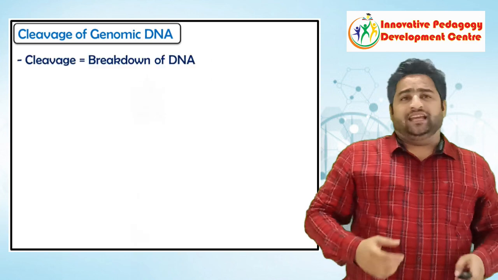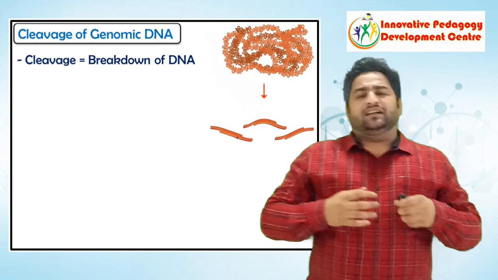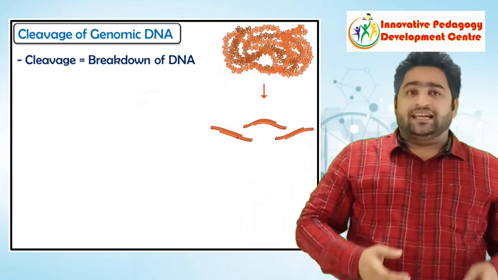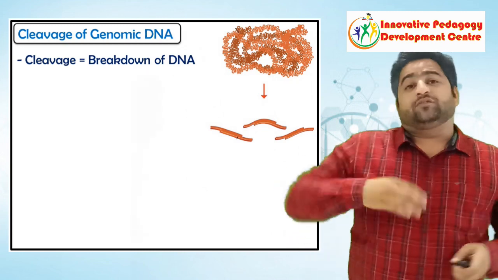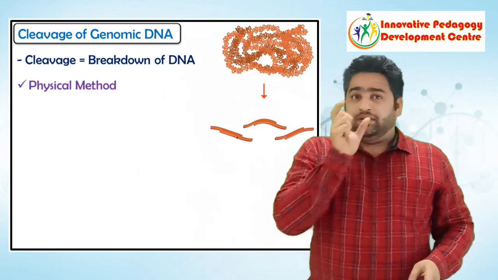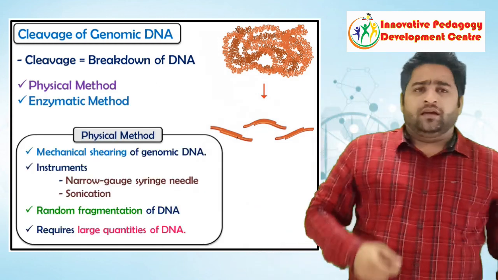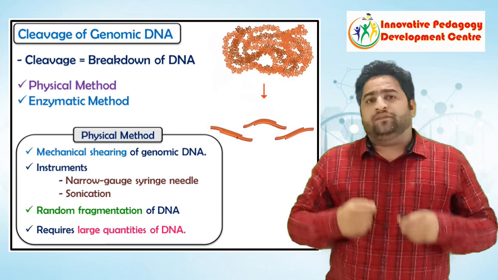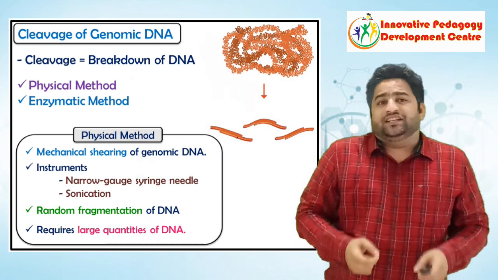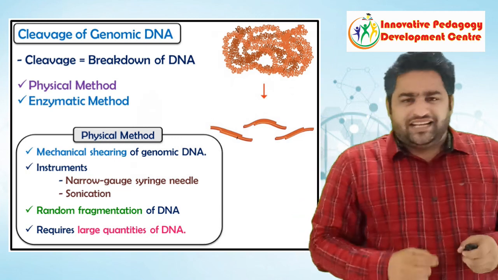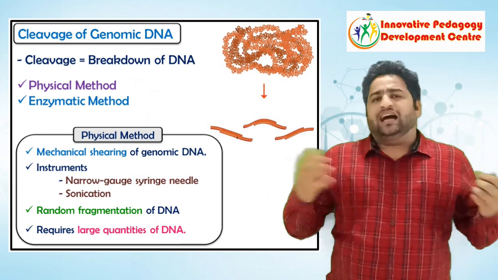Then cleavage of genomic DNA. Cleavage means a breakdown of DNA. As the DNA fragment is of huge size, it has to be cleaved or fragmented in order to transform it inside the bacterial cell or the vector. It is carried out by the physical method or the enzymatic method. Physical method is the mechanical shearing of genomic DNA, and the instruments used are the narrow gauge syringe needle or the sonication that yields random fragments of the DNA, and it requires a large amount of DNA.